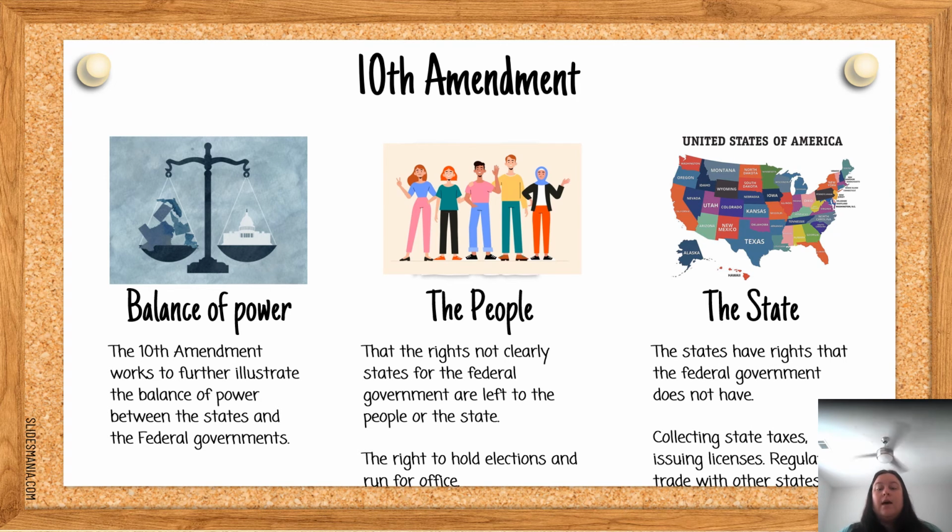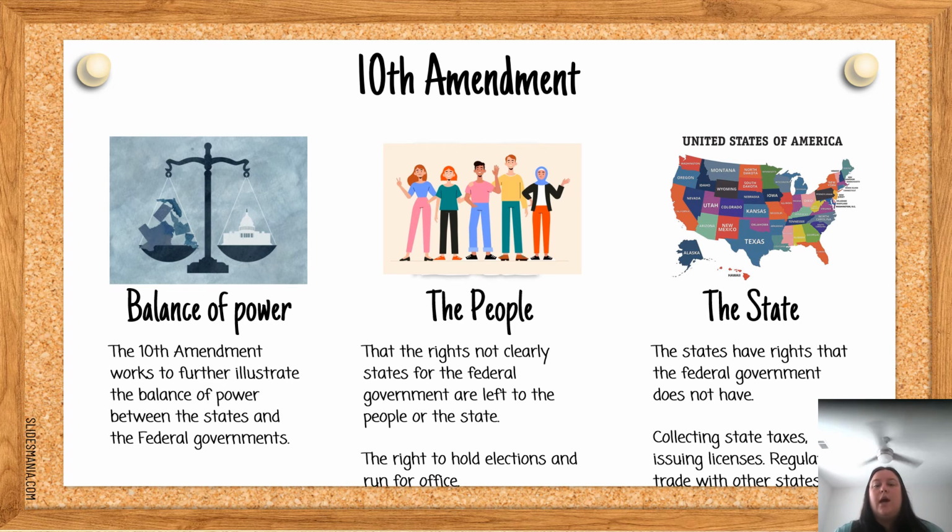We as the people vote for that. Then the state has rights that the federal government doesn't have. They collect state taxes, they issue licenses, they regulate trade with other states, things like that, that people at the federal level can't control. It's important to know that there are specific things that our federal government allocates to the states to regulate and deal with. Some, like licenses, marriage licenses, teaching licenses, driver's licenses, all of these things, are not federally regulated.